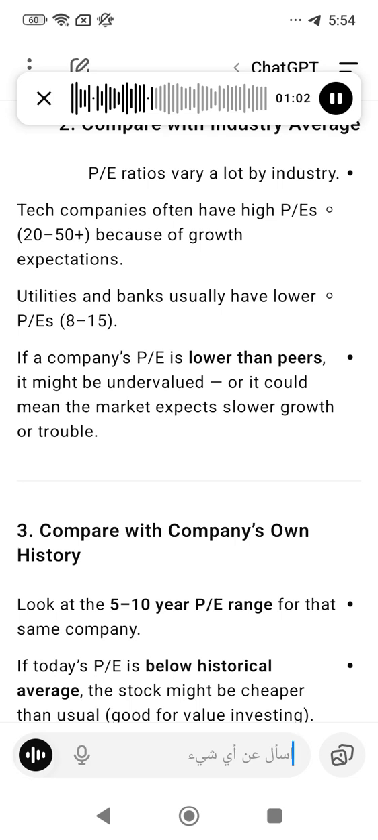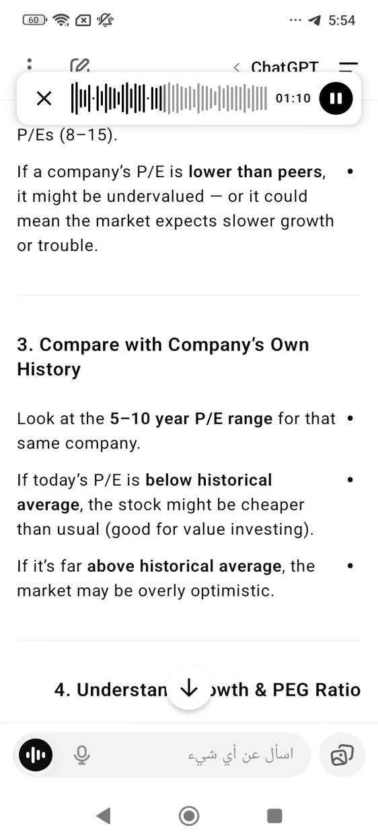3. Compare with company's own history. Look at the 5 to 10-year PE range for that same company. If today's PE is below historical average, the stock might be cheaper than usual, good for value investing. If it's far above historical average, the market may be overly optimistic.